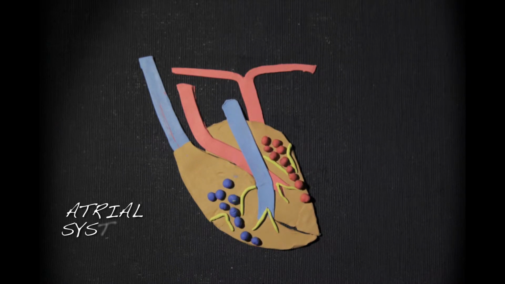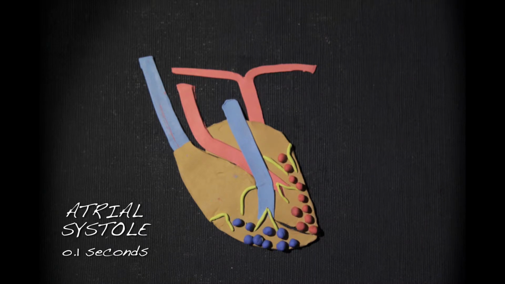Immediately after, atrial systole occurs, 0.1 seconds, during which the atria contract and are completely emptied. The flow of blood into the ventricles causes their progressive filling with blood and their increase in volume, with the consequent increase of pressure inside the ventricles, isovolumetric filling or ventricular diastole, 0.4 seconds.